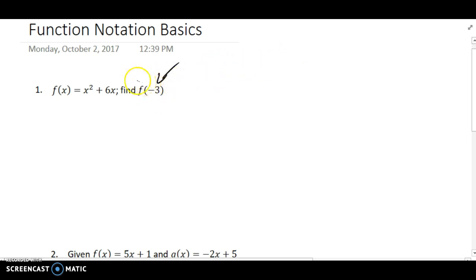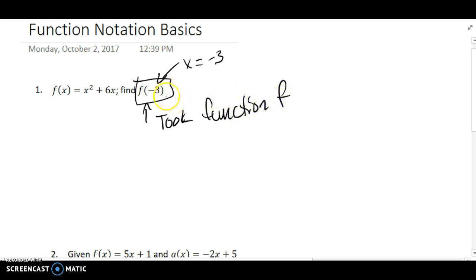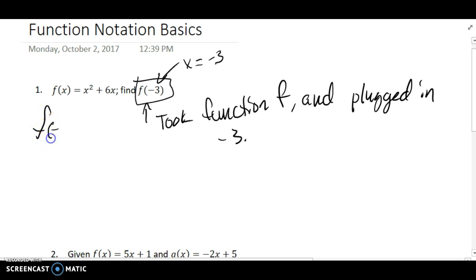Now what this right here means is that x equals -3. That's what that means. It means they took function f and then substituted in 3. Let me say plugged in. I like the word plugged in. So here we have function f, and then we're going to plug in 3. Okay, do you see how I did that?